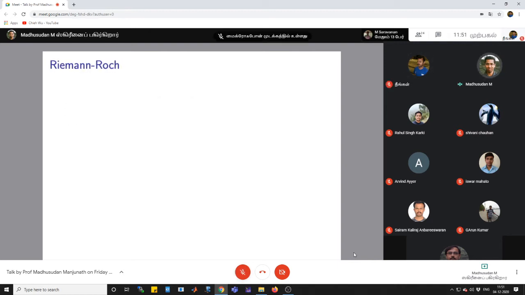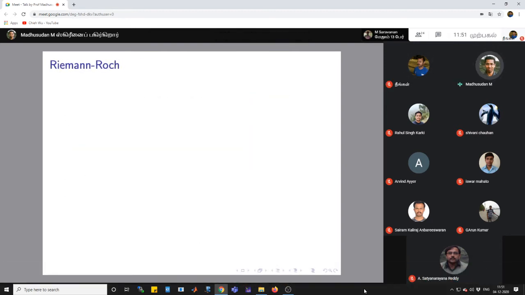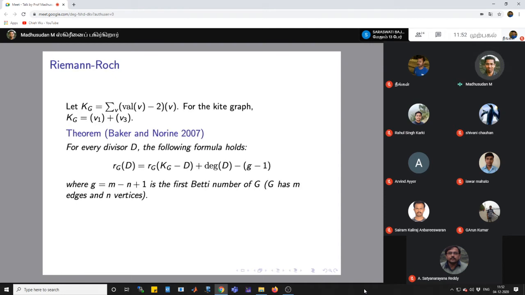So the three key tools that I mentioned, let's just briefly look at them: Riemann-Roch, Jacobian, and lattice point counting. One key tool for us is this Riemann-Roch theorem for graphs due to Baker and Norine in 2007, which says the following.